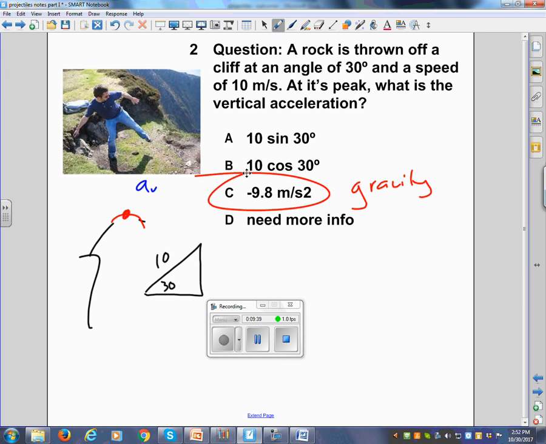So, does gravity ever turn off? So the answer, always, for vertical acceleration is going to be negative 9.8. You want to put that on your cheat sheet? You could even start a draft cheat sheet and then condense it. The vertical acceleration is always 9.8, because it's always gravity. Gravity doesn't know it's supposed to turn off and on.